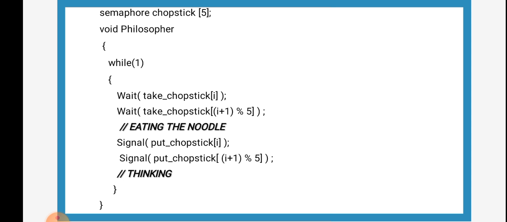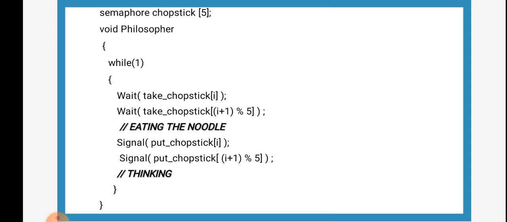Clear? Now in the above code, remember first that take chopstick of I is for the left chopstick of a philosopher, and chopstick of I plus 1 mod 5 is for the right chopstick. Just remember this, I haven't mentioned it on the slide. Now in this code, first the wait operation is performed on take chopstick of I.